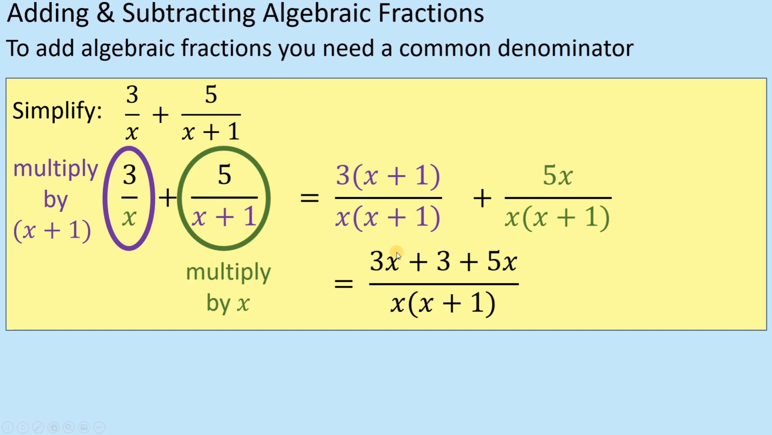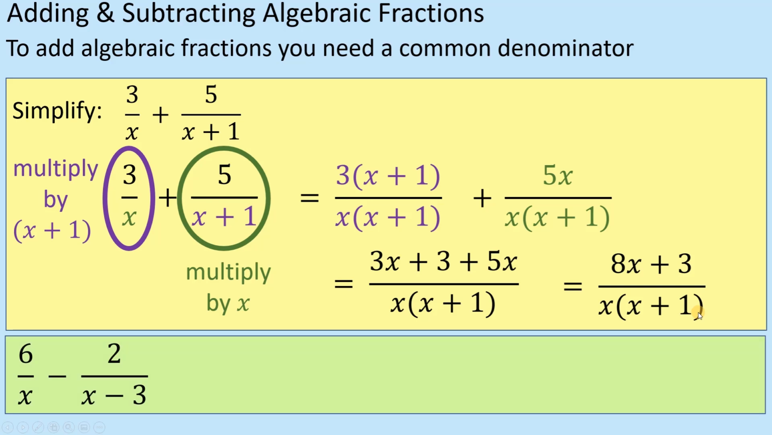As a final step, we just look to simplify it, because that's what it said in the question, simplify. Well, we've got 3x and 5x, that's going to give me 8x. And we've got a 3 on its own, plus 3, over x times x plus 1. And that's it, it's done. I've simplified them, I've brought two fractions together. You could argue it looks more complicated, but it is now one term as opposed to two separate terms.